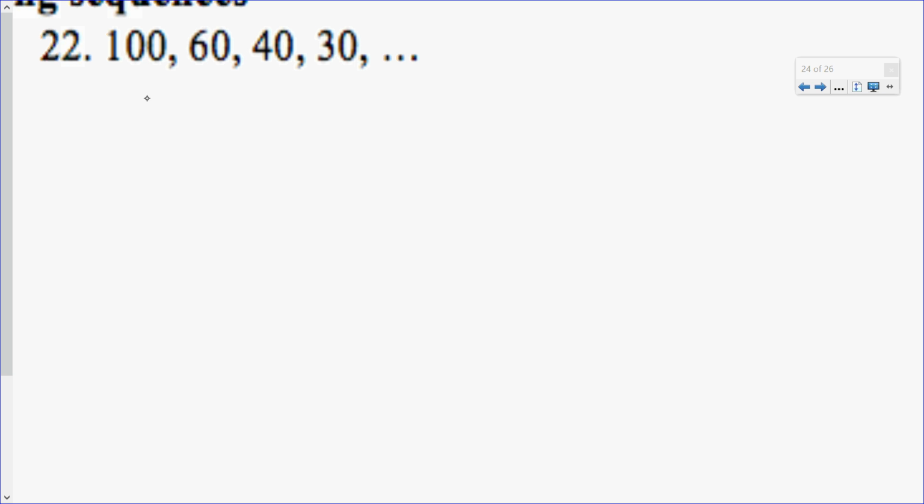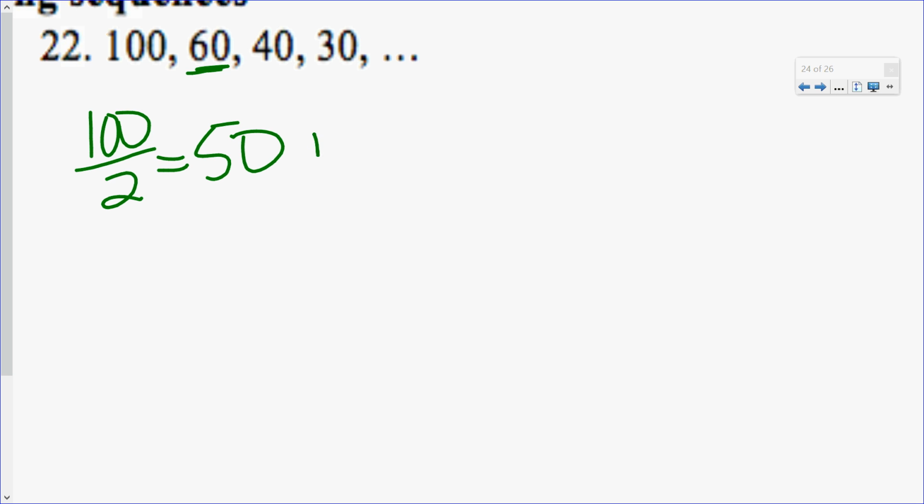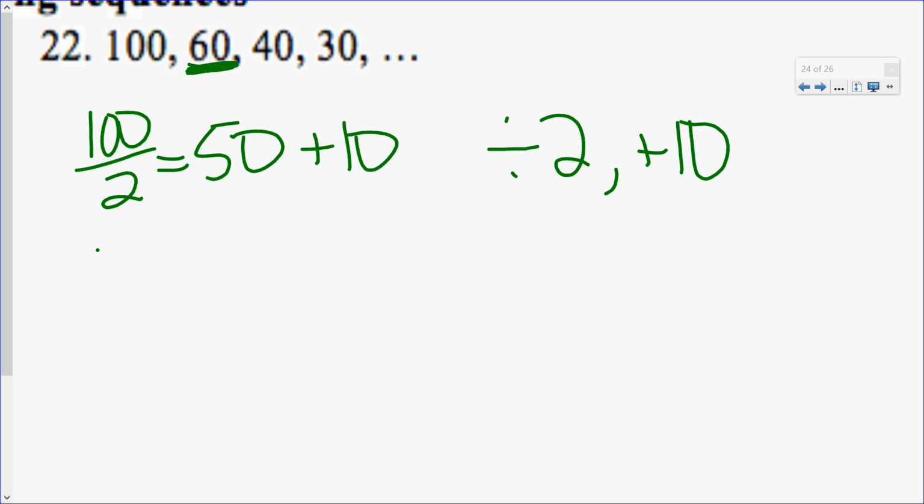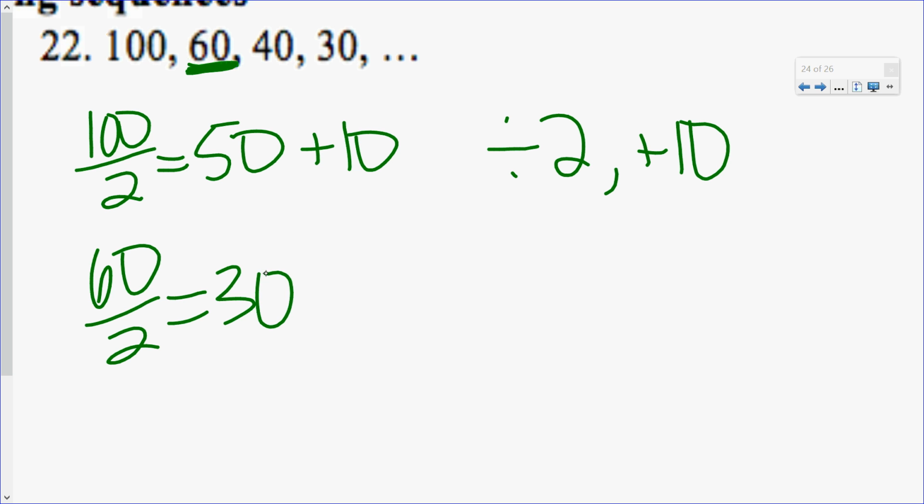I'm going to divide. So I'm going to start by dividing 100 by 2, and I get 50. What would I then have to do to 50 to get to 60? I'd have to add 10. So I'm dividing by 2, and then I'm adding 10. So let's see if that works for the next one. If I divide 60 by 2 and get 30, and then add 10, I get 40. It worked!